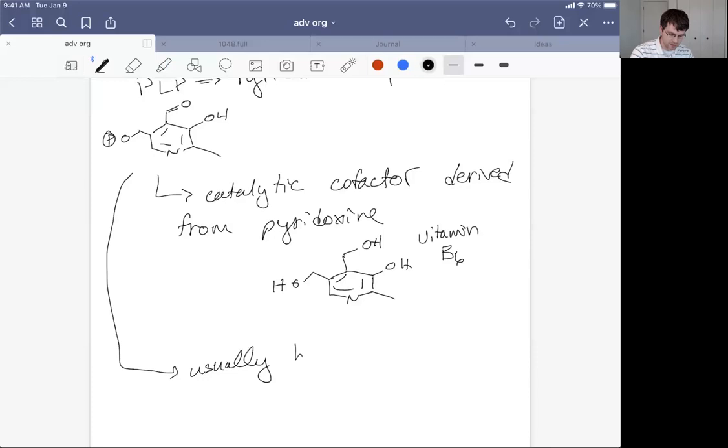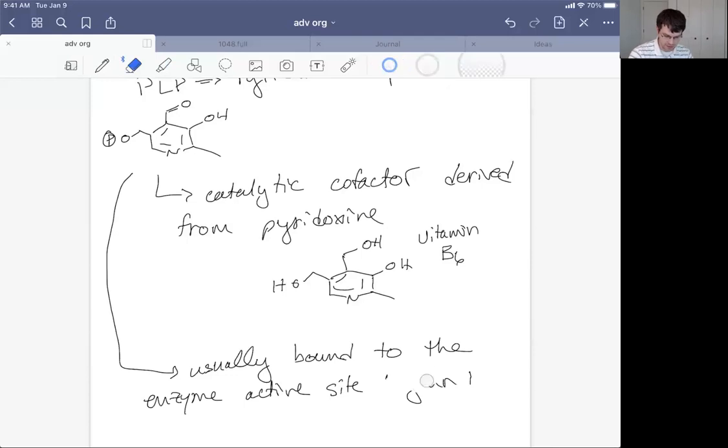It's usually bound to the enzyme active site by an imine, or as an imine. Let's put it as an imine, sorry. Grammar's not the most important thing today. As an imine with a lysine residue.